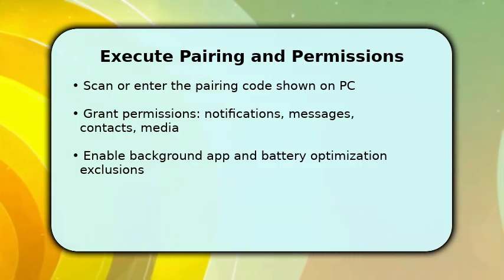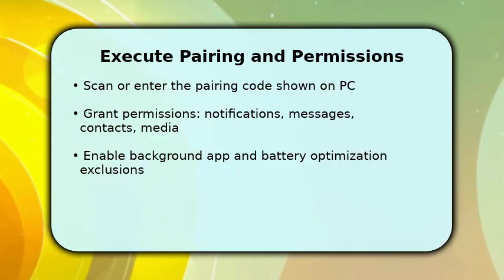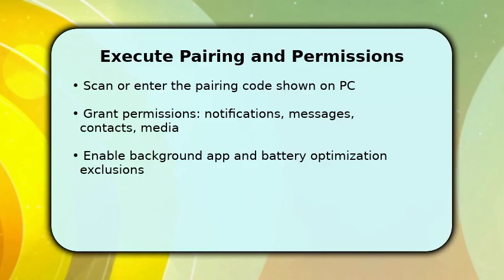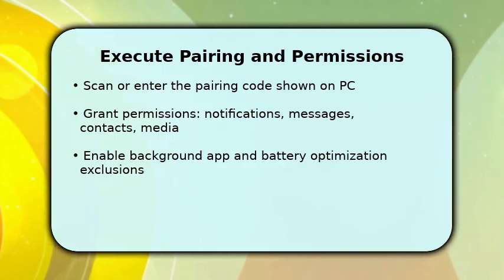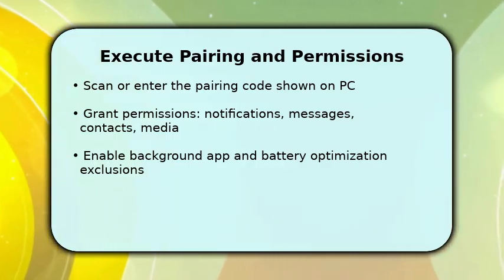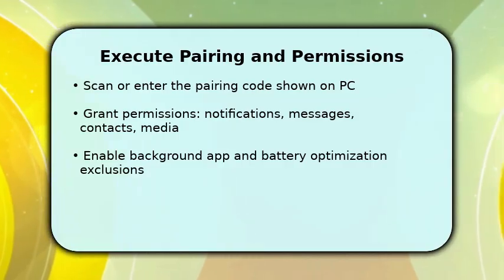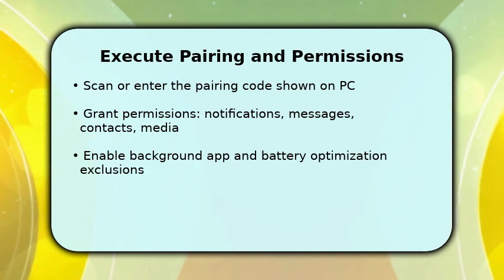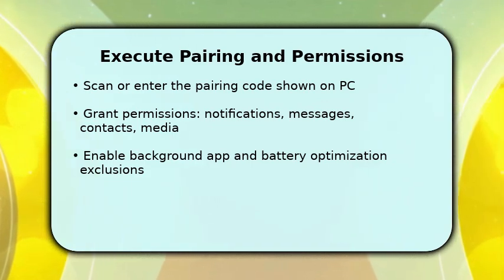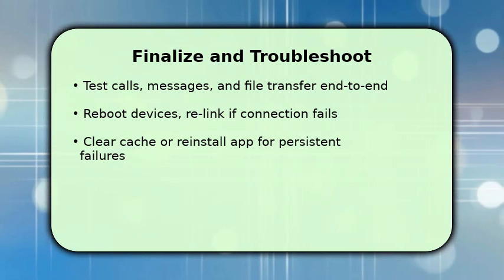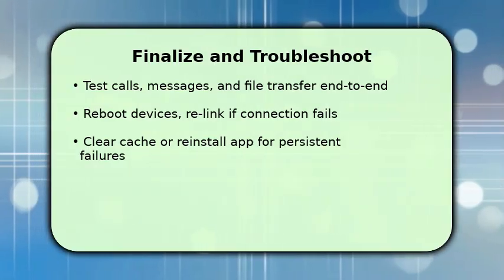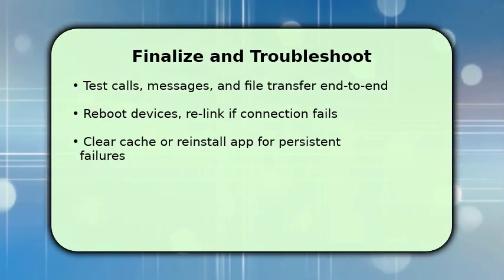won't work. Make sure to allow background activity and exclude the app from aggressive battery optimization so messages and calls sync reliably. Once permissions are accepted, confirm the device appears connected on both screens and test a quick message to verify. To finish, validate every feature. Send a message, make a call, and transfer a file to confirm end-to-end functionality.